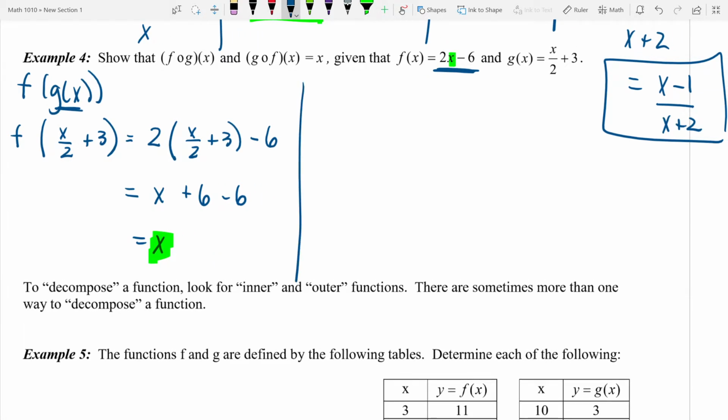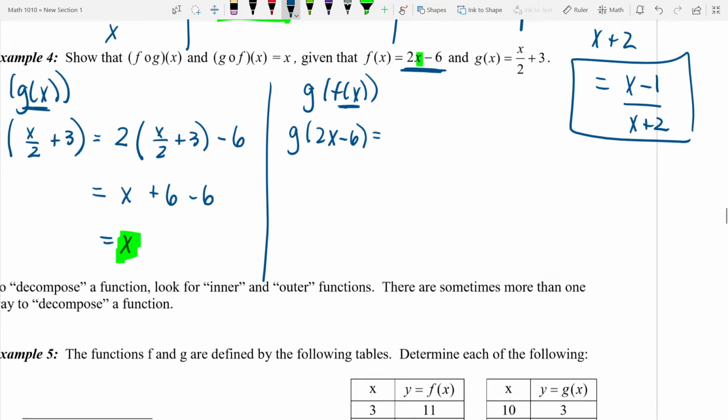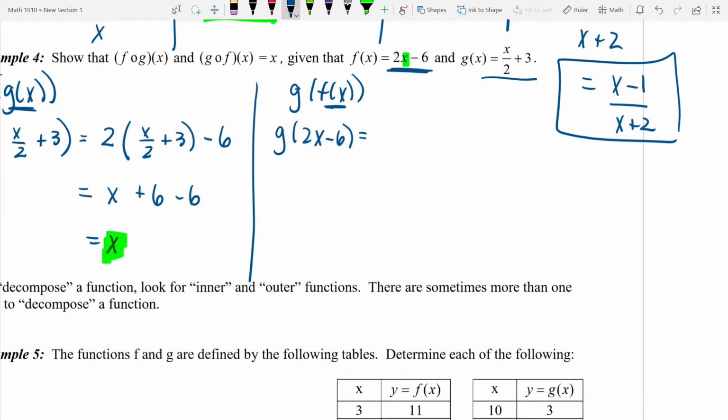Draw a line and go g of f of x. Take this f of x and replace it with what f of x is, which is 2x minus 6. Now I'm going to go into this g of x, right here where I see an x, and replace it with 2x minus 6. So I have 2x minus 6 over 2 plus 3. This is big. Look at this fraction right here.